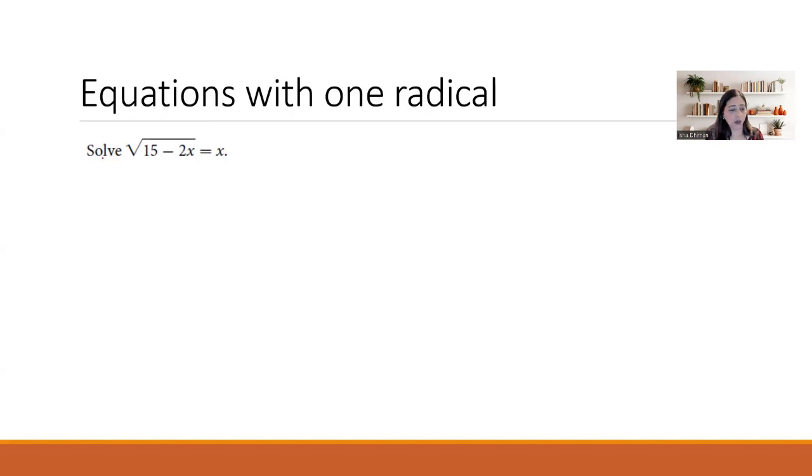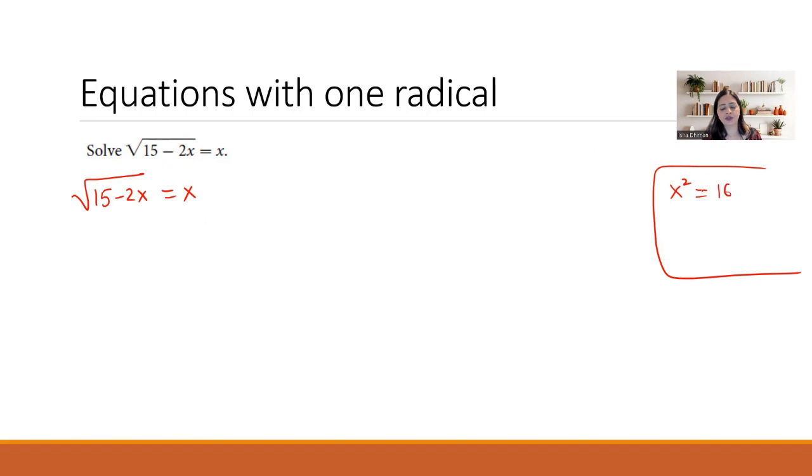So let's have a look at this equation. Solve square root of 15 minus 2x equals x. So now think about the process I just demonstrated in the examples which we just finished. The ultimate aim is still the same. We want to find x. So when x square is present, and if you want to get x, what do we do? We take the square root, right?